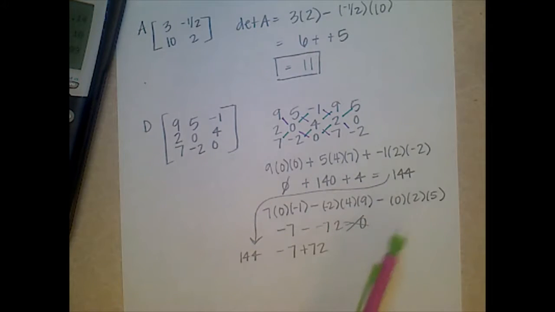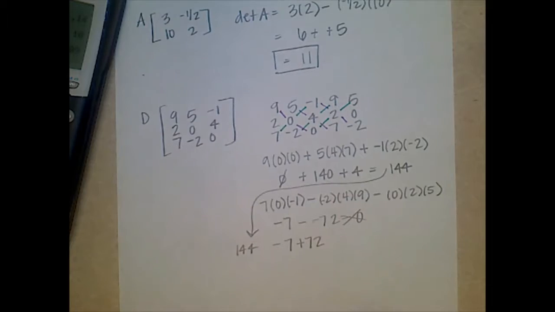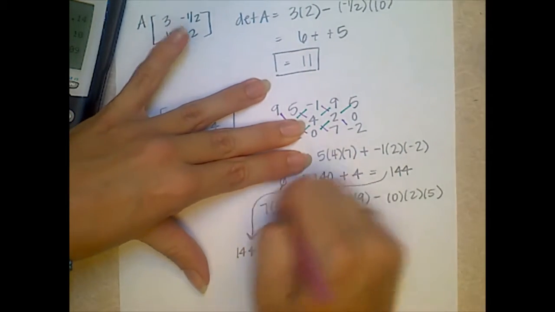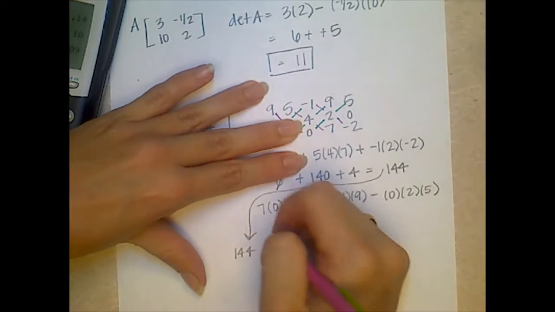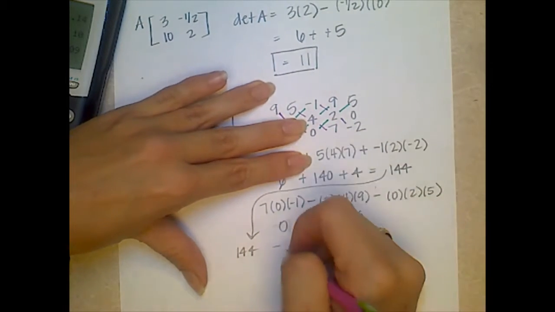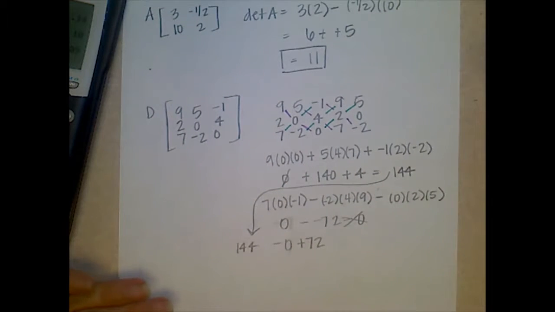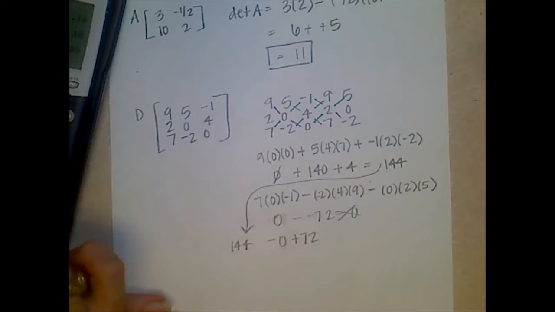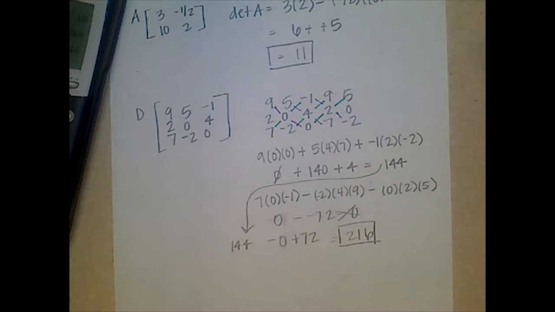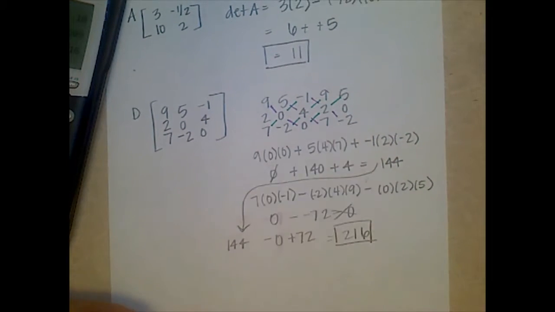Alright, so I messed up. Where did I mess up? I messed up back up here because 7 times 0 times -1 is definitely 0. So, I just made a mistake. I am sorry. Okay, so 144 minus 0 plus 72 gives you 216.